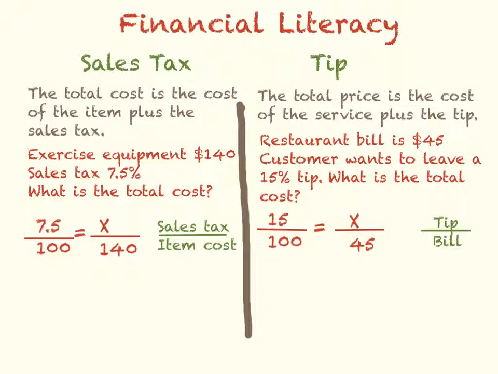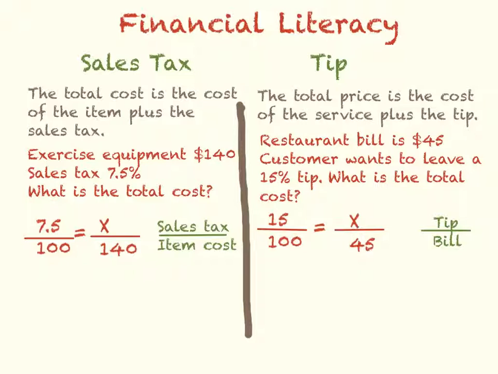So it says the total cost is the cost of the item plus the sales tax. Okay, and the exercise equipment cost $140. The sales tax is 7.5%, so we want to find the total cost. Let's talk one more time about how you find the total cost. It's the cost of the item plus the sales tax.